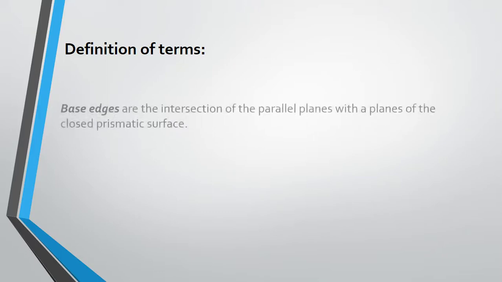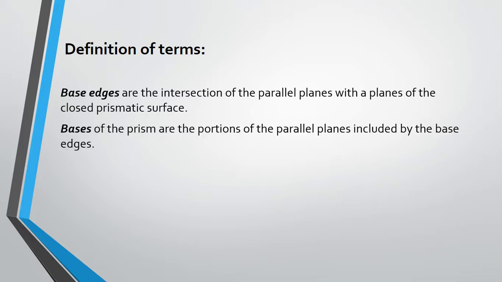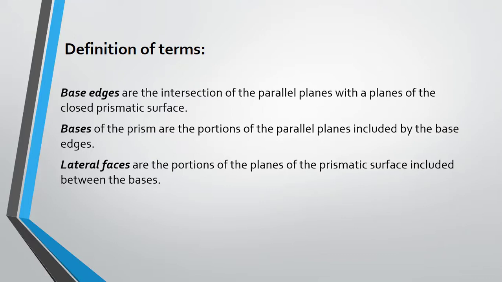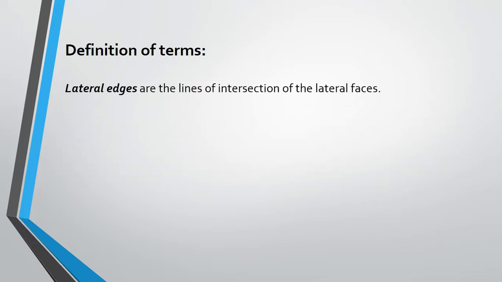Next, let us define the terms that are used in calculating the prism. First, the base edges. The base edges are the intersection of the parallel planes with the planes of the closed prismatic surface. Bases. Bases of the prism are the portions of the parallel planes included by the base edges. Lateral faces. Lateral faces are the portions of the planes of the prismatic surface included between the bases. Lateral edges. Lateral edges are the lines of intersection of the lateral faces.